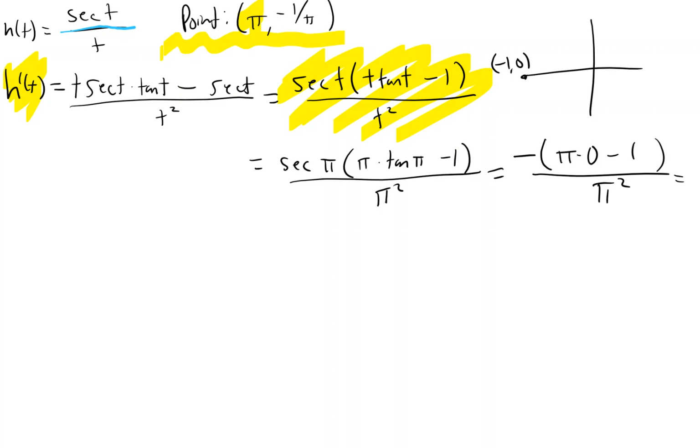And so, let's see, pi times 0 would be 0. 0 minus 1 would be -1, but times that by a negative gives me a +1. And there is our derivative at that point on the graph.